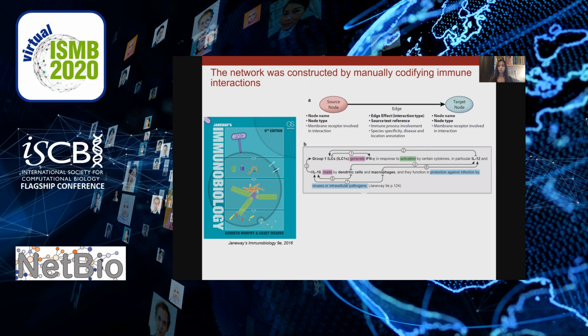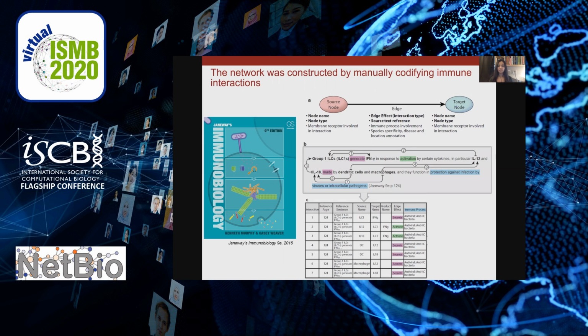This is an example of one sentence from the textbook and how it was codified. This single sentence contains 7 individual interactions, each of which gets its own row in the network table. And you can see here that the arrows indicate the interactions. The arrows originate at the source node and end at the target node. They're numbered according to the table in part C.